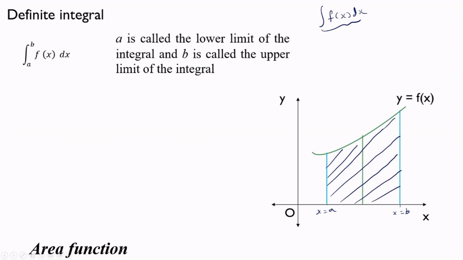Next we have the area function. Here if we consider any point, say x, in this closed interval a comma b, that is x belongs to closed interval a comma b, then the area function A of x is given by A of x equal to integral a to x f of x dx, where a is less than or equal to x less than or equal to b. So this is the area function.